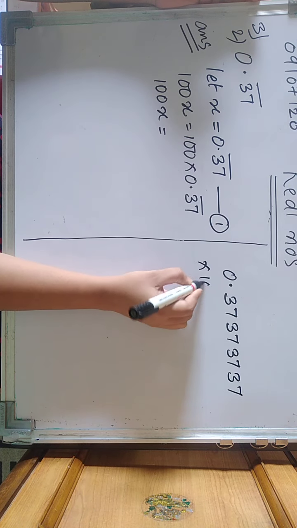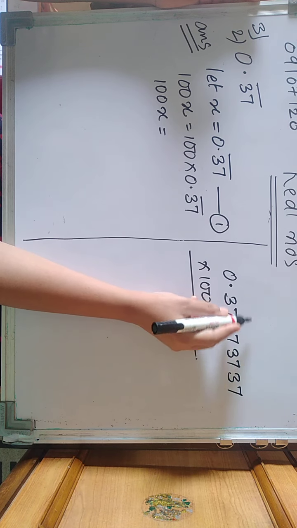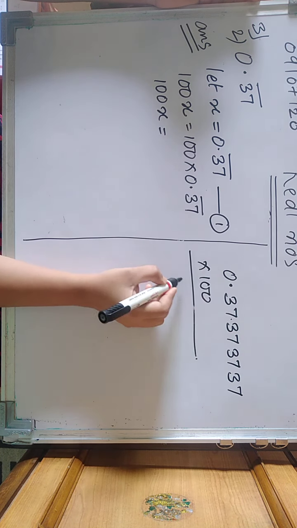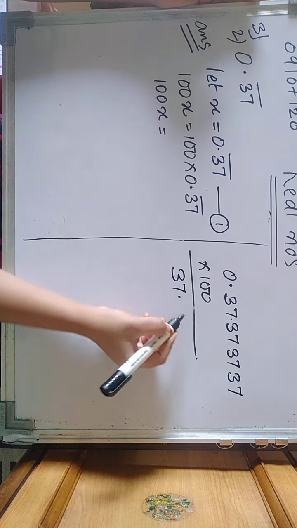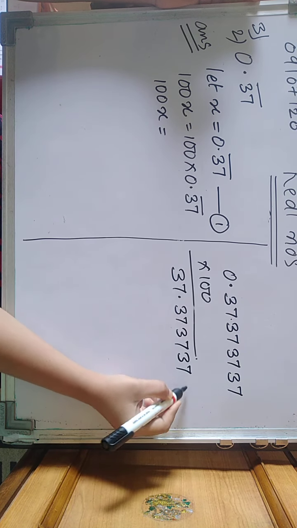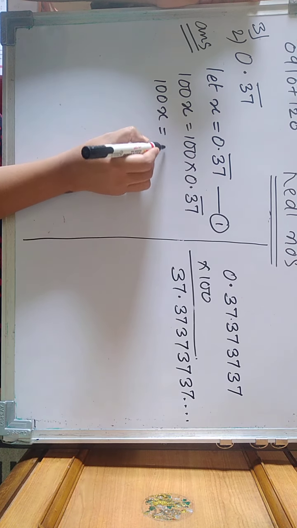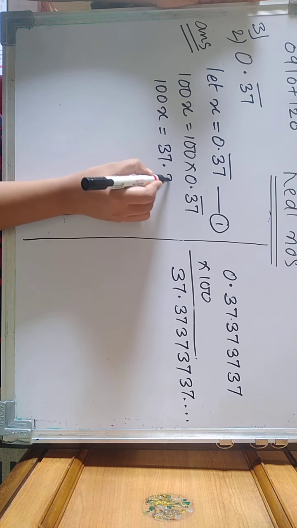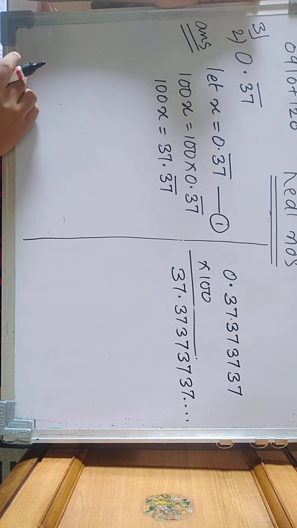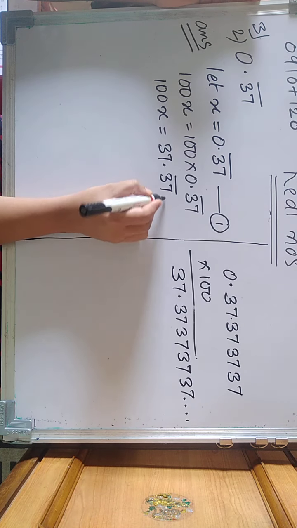When you multiply 100 with that, the decimal jumps towards the right. 1, 2. The decimal will come over here. So the new number will be 37.37, 37, 37, 37 and so on. So the new number will be 37.37 recurring. This will be the new number after multiplying by 100. Call this step number 2.